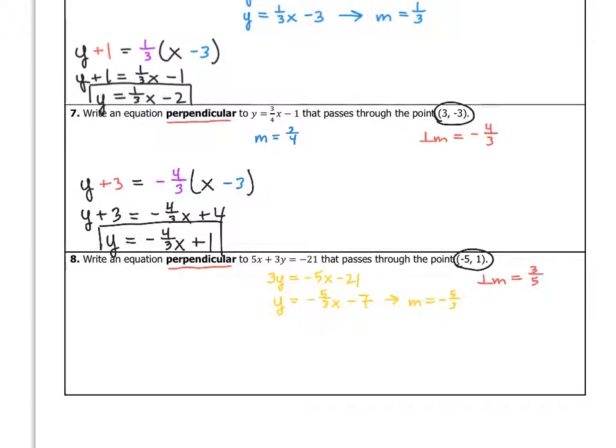So our equation will be y minus 1 equals 3/5 times the quantity x plus 5. When I distribute, I get 3/5 x plus 3, and so this equation becomes y equals 3/5 x plus 4.